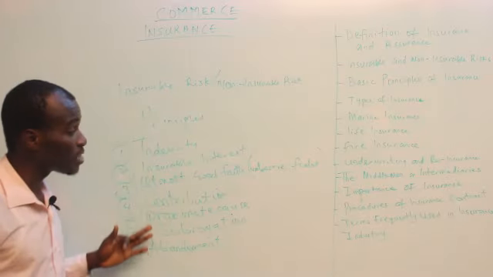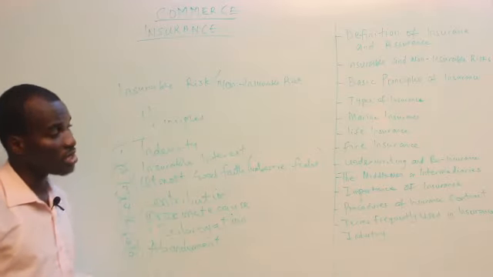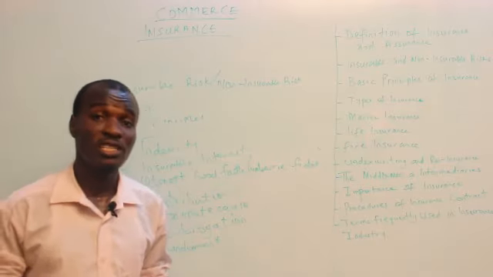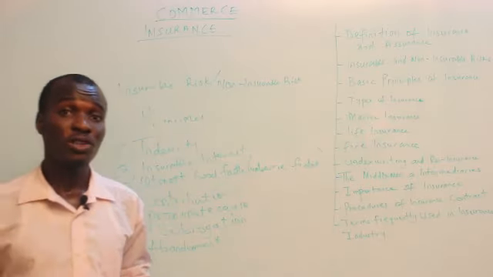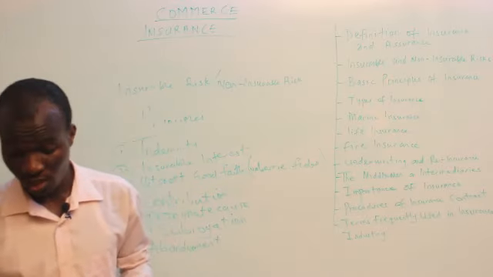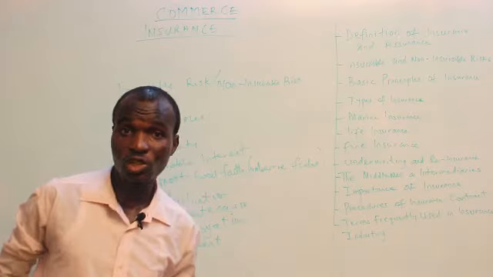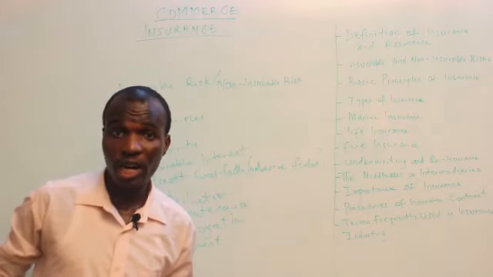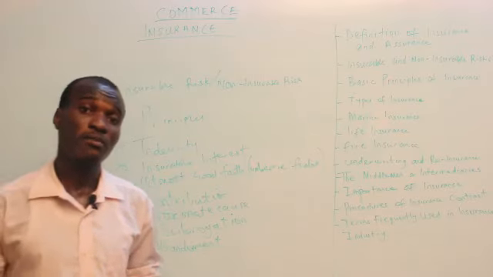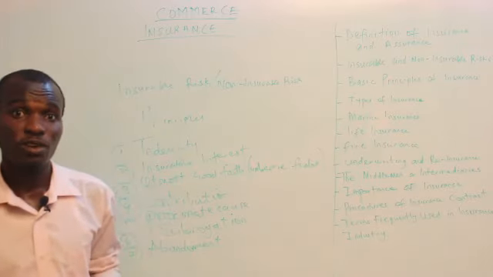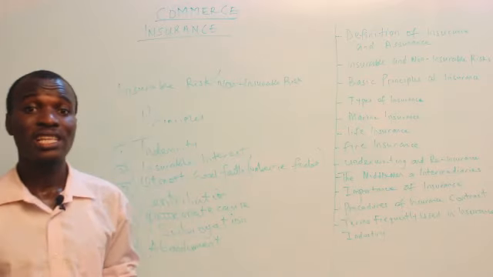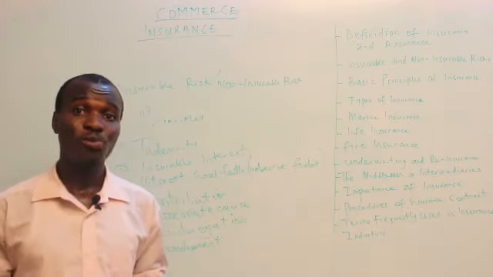Now the next principle is utmost good faith, uberrima fides. What utmost good faith is telling us is that all of the relevant information regarding the contract must be disclosed, because insurance is a contract between the insured and the insurance company, or the insurer. So whenever a contract is to be made between the insurance company and the insured, the insured person must make all the relevant information open and confidential.